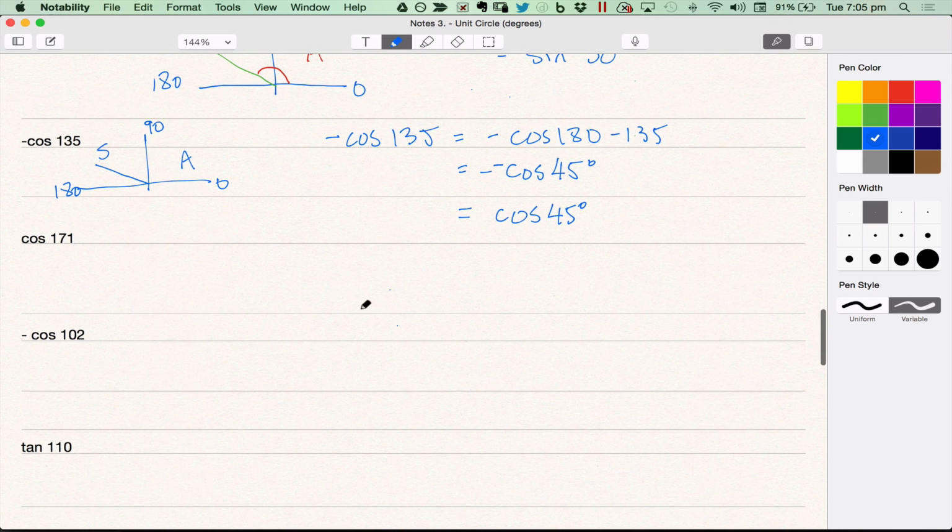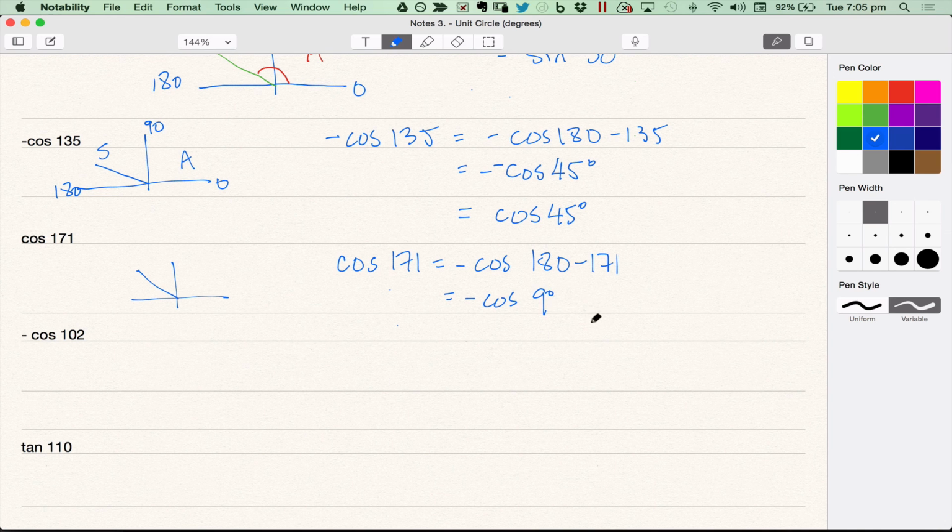If you'd like to pause and have a go at the next few, you can do that now. Cos of 171 will equal cos, in the second quadrant, cos is negative, so it'll be negative cos 180 minus 171, negative cos of 9 degrees.